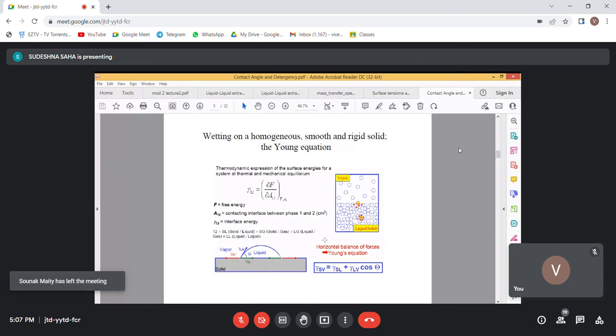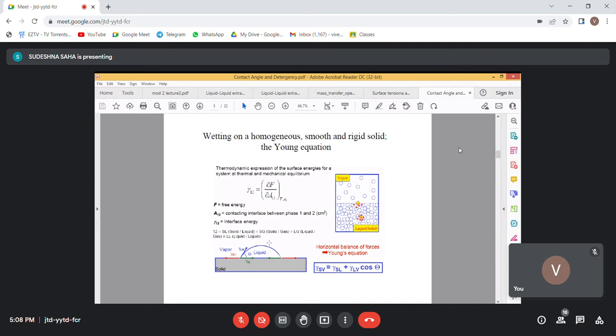So the thermodynamic expression for the surface energies of a system at thermal and mechanical equilibrium can be given by this equation over here, where gamma 12 equals dou F by dou A 12, at a certain temperature and chemical potential mu i. F is the free energy, A12 is the contacting interface between phase 1 and 2, and gamma 12 is the interfacial energy or the surface free energy. And 12 either is solid liquid, we term it as SL, SG is for solid gas, and LG for liquid gas.